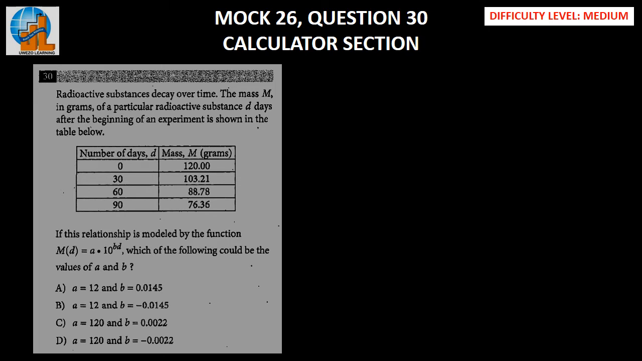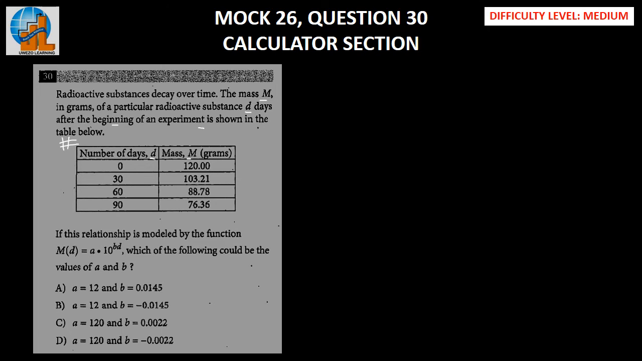Radioactive substances decay over time, and the mass m in grams for a particular radioactive substance d days after the beginning of an experiment is shown in the table below. So this is the table that has been given to us, in which the days and the mass are given.